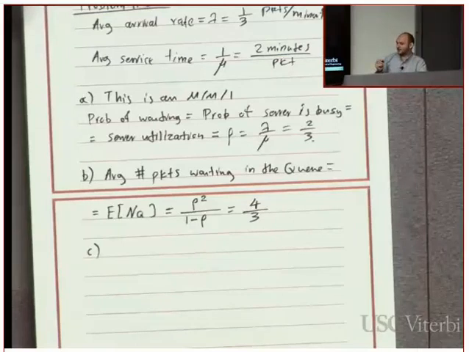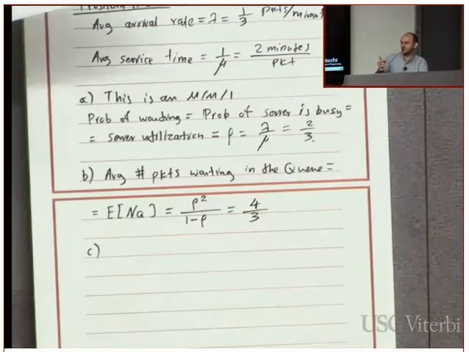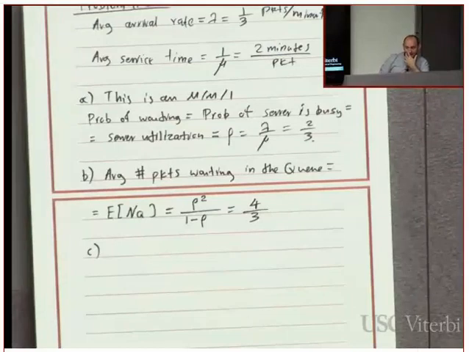By the way, as I told you, those formulas, you don't have to remember all of them. Just remember some basic ones, and then use Little's law to go from lengths to time and vice versa. Okay, queue lengths.